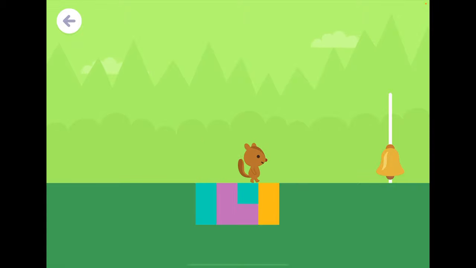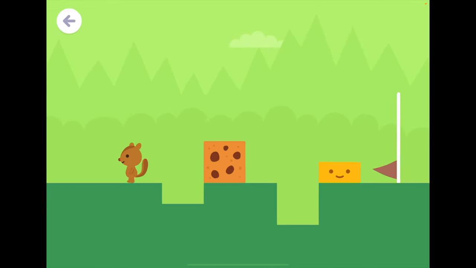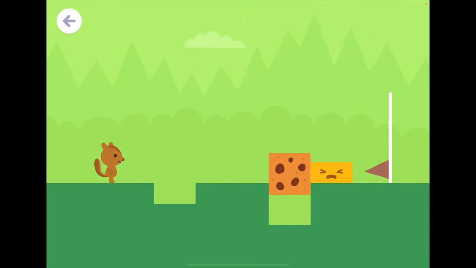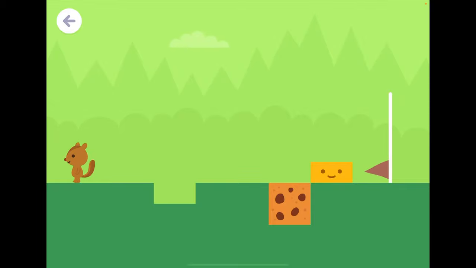Ooh, there's a bell. Okay, we have to fill in these holes. I think the square should go in the square hole, and the rectangle should go in the rectangle hole. Good job.